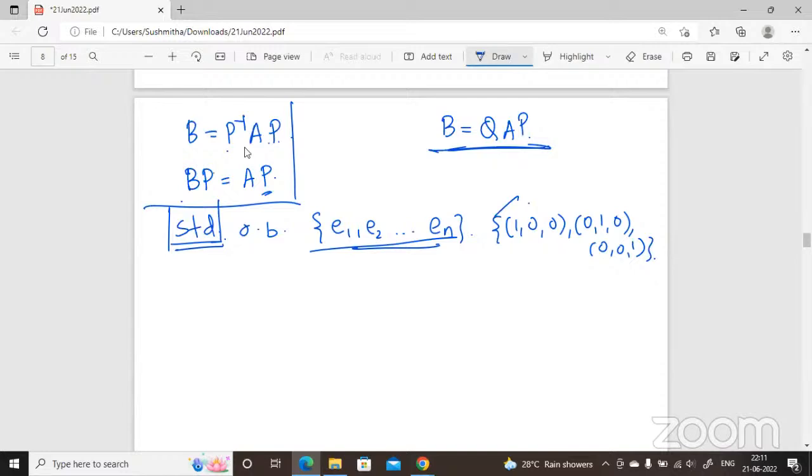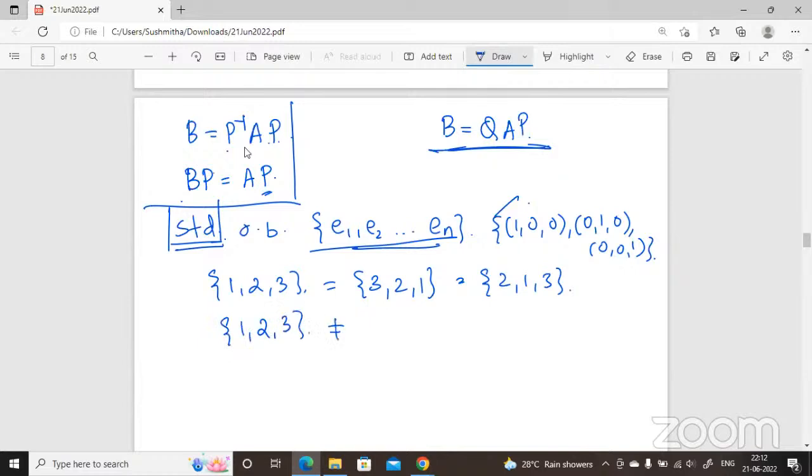Ordered basis means you want to maintain the same order. If you have a set 1, 2, 3, which is the first element in the set? There's no first element, right? Because this set is also equal to this set, and this is also equal to this set. So this is a set. But when you talk about an ordered set, then this is not equal to this, because in an ordered set, the order matters.